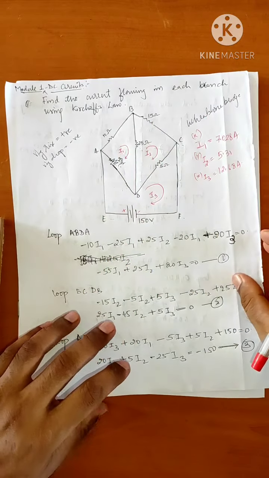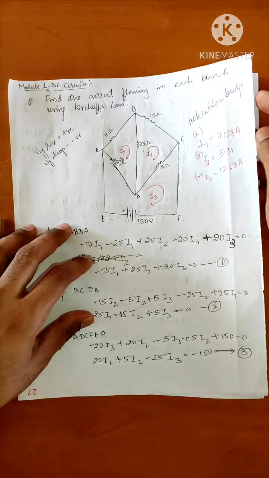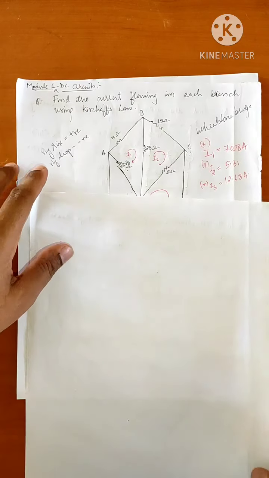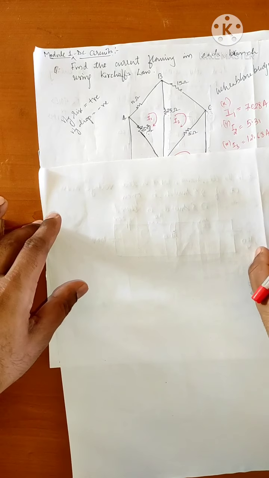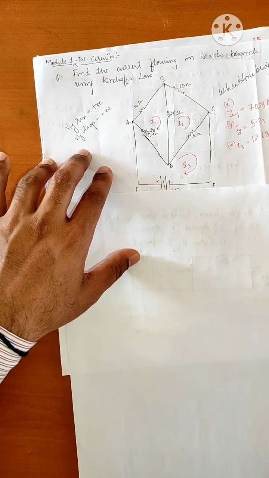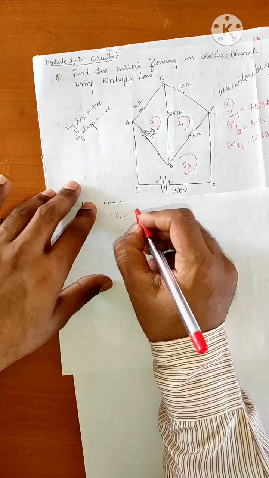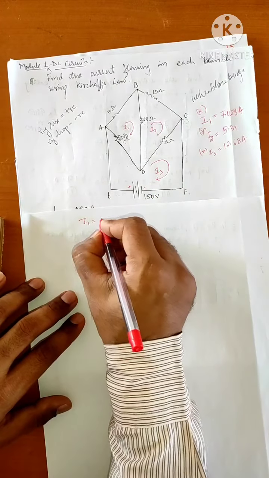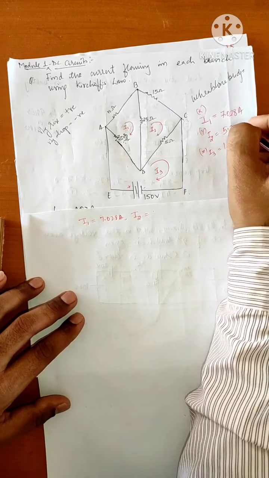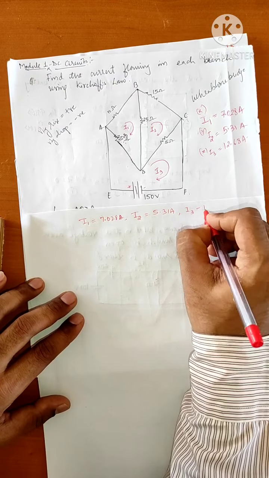But at the same time, we need to find the current in each of the branches. So let's see how we can solve that. Now check it out. The answer for I1 is 7.028 ampere, I2 is 5.31 ampere and I3 is 12.68 ampere.